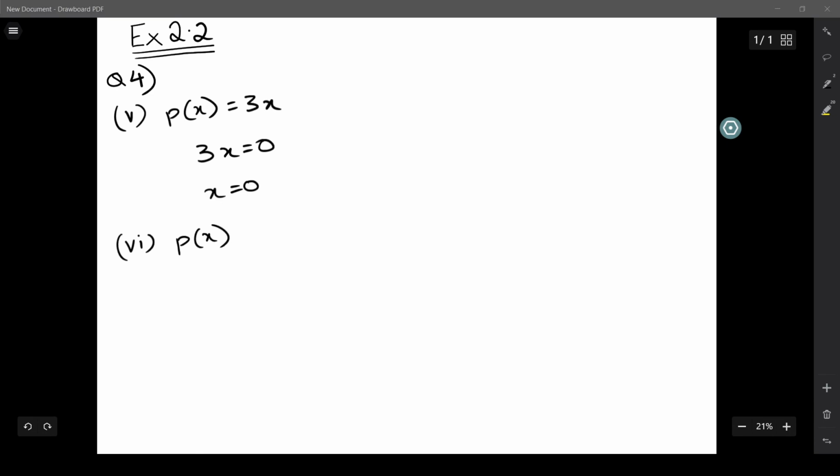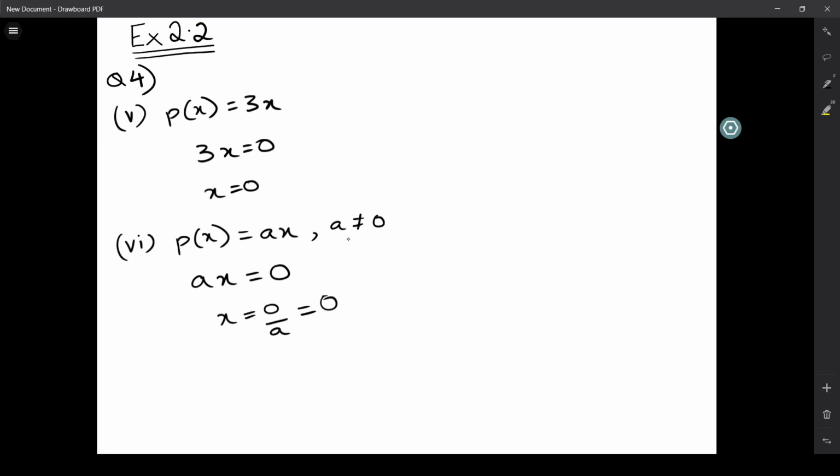The sixth part is p of x is equal to ax, and it's also said that a is not equal to 0. So when we equate this to 0, this becomes 0 by a, which is equal to 0. This is equal to 0 because I know that a is a non-zero number they've given us over here. So again, x equal to 0 is a 0 of this above polynomial.